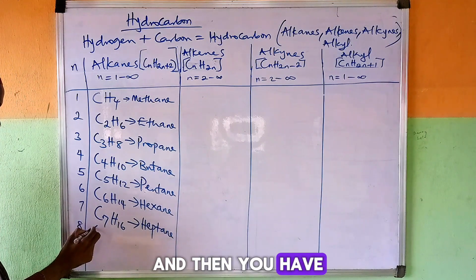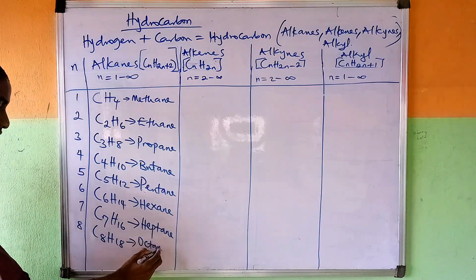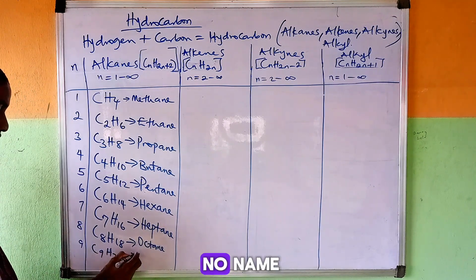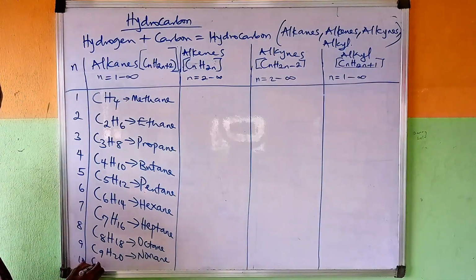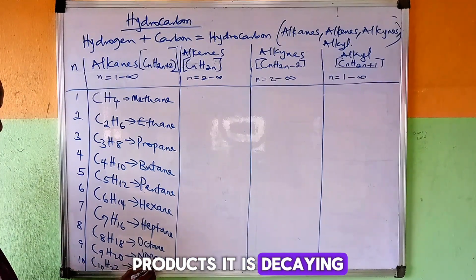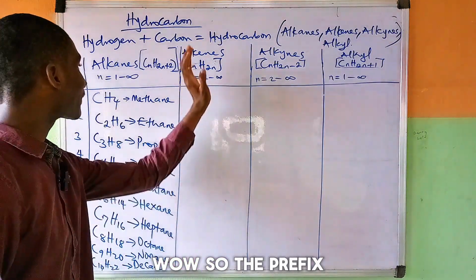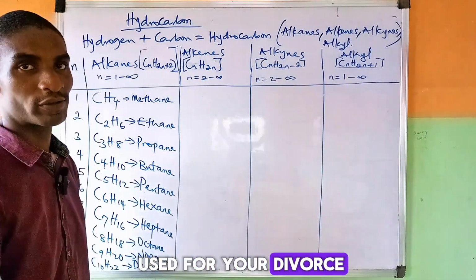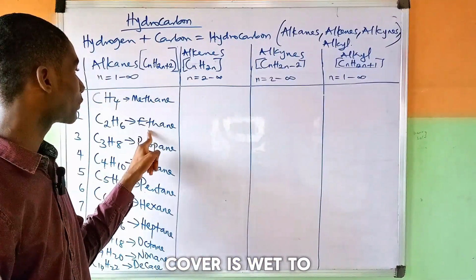And then you have C8H18, octane. For number 9, C9H20, nonane. And for the 10th member, you have C10H22, which is decane. Right. So the prefix is what you are going to use for the other ones. Meaning meth for one carbon, eth for 2 carbons.